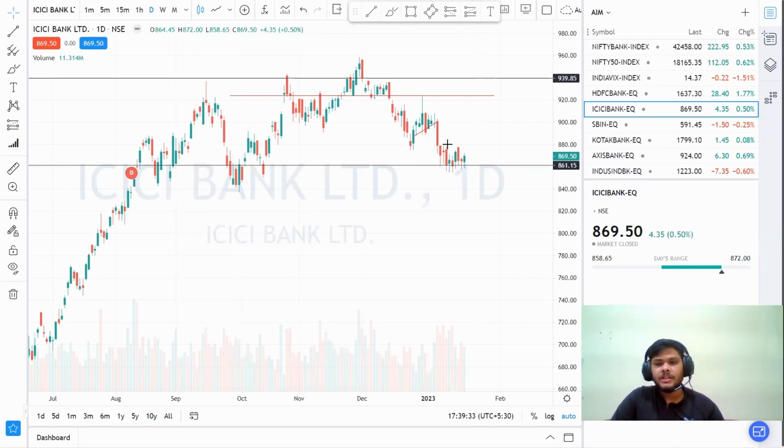So if it closes above that 880 in just 1.5 hours, and after that it shows any kind of positive movement there, then you can also trade for buying, and target we can set to 890.